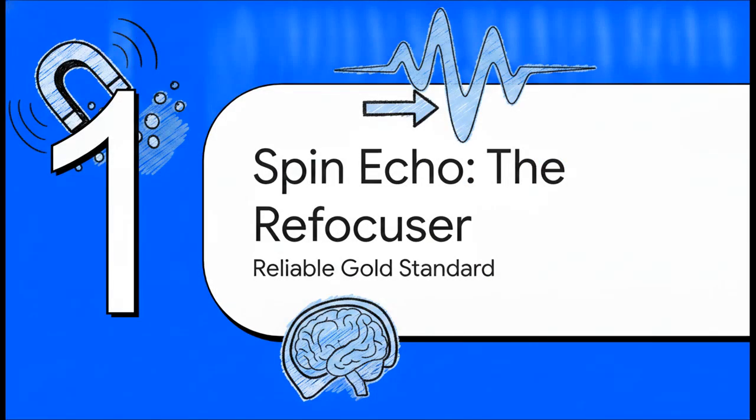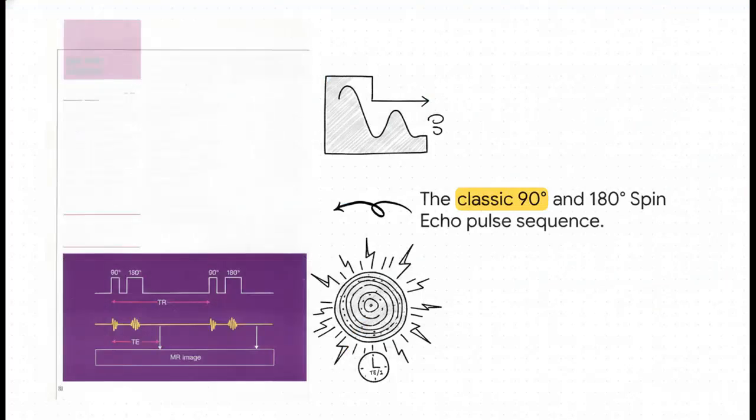Section 1. Spin echo, the refocuser. Let's start with this first sequence family, which honestly serves as the reliable, gold standard baseline in MRI. Think about the classic spin echo pulse sequence. It kicks off with a 90-degree RF pulse that tips the magnetization. But here's the absolute magic ingredient. Exactly halfway to our echo time, we send in a second, incredibly powerful 180-degree refocusing pulse.